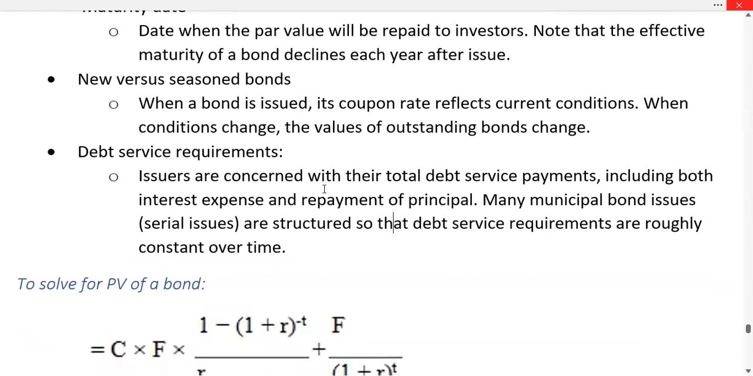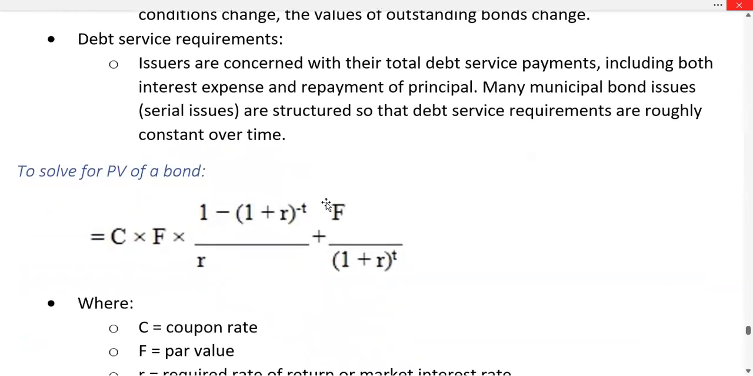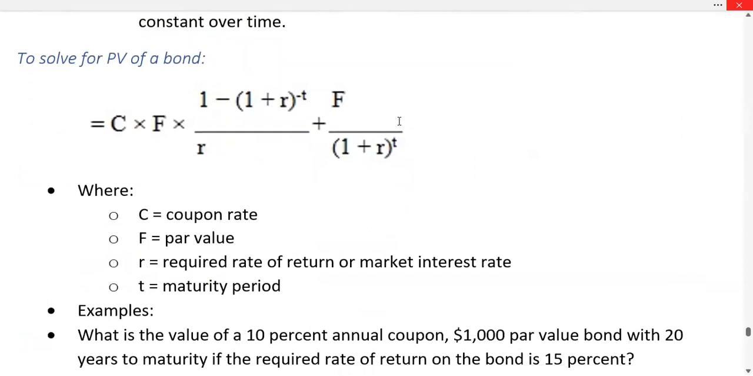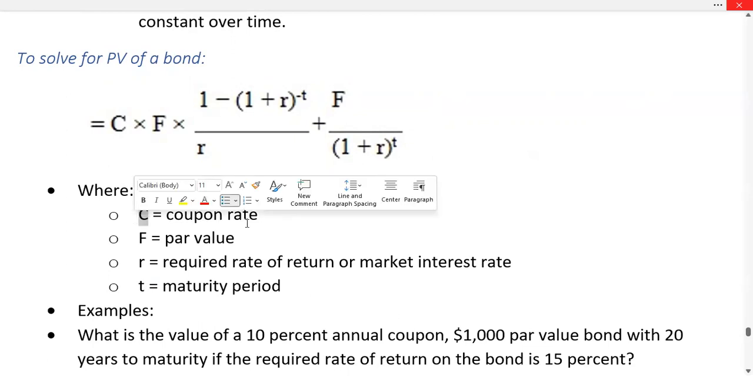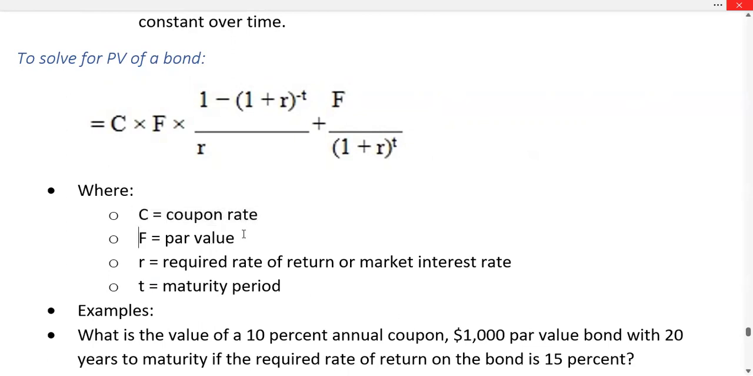To calculate the present value of a bond, we will be using this formula, which is C times F times (1 minus (1 plus R) to the negative T) divided by R, plus F divided by (1 plus R) to the power of T. In this case, C is your coupon rate, F is your par value, R is the required rate of return or the market interest rate, and T is the maturity period. Using this formula, let's look at examples of how to calculate your bond.